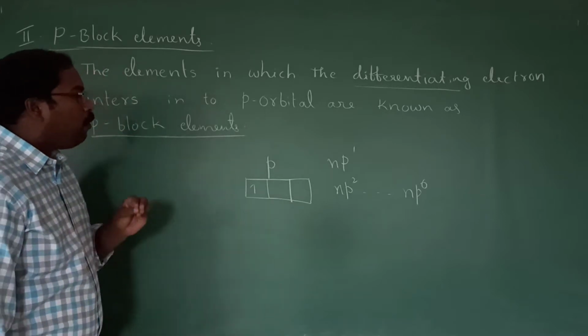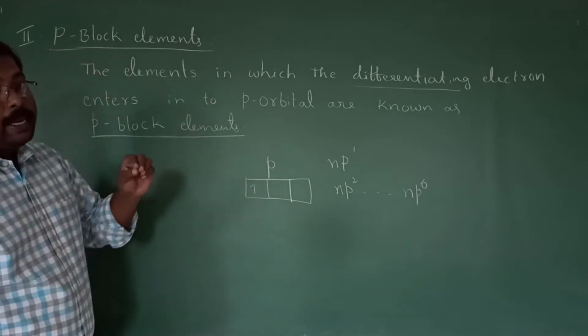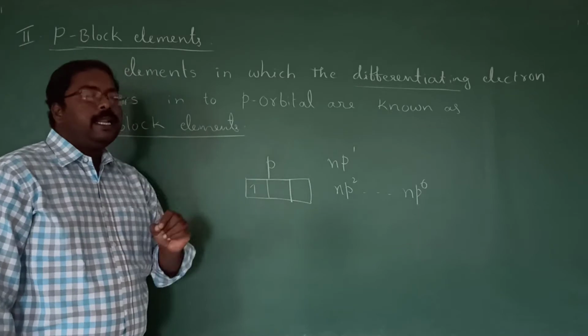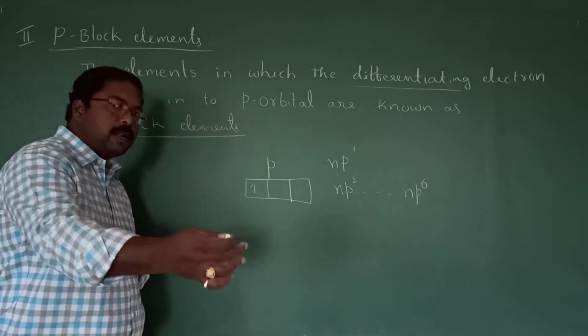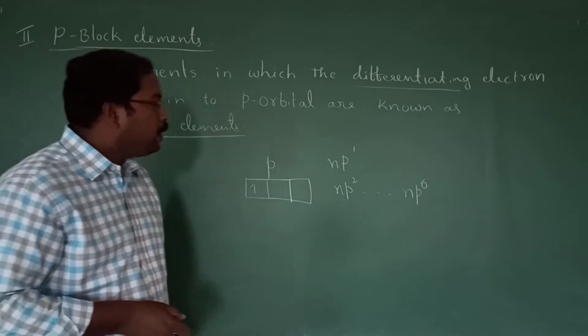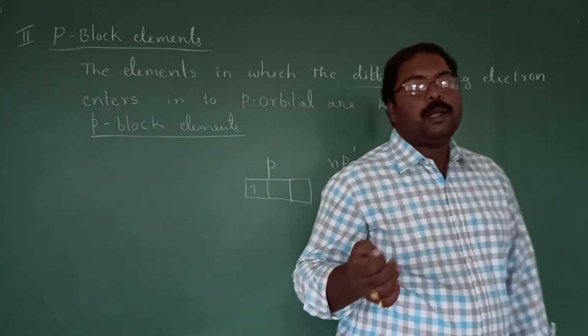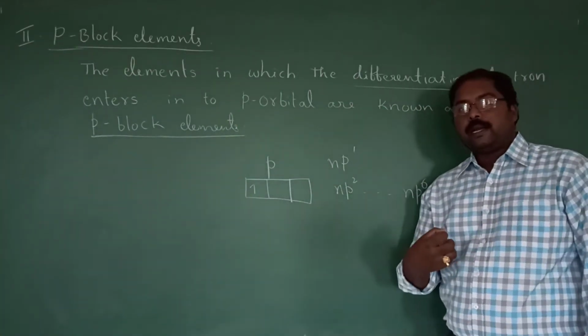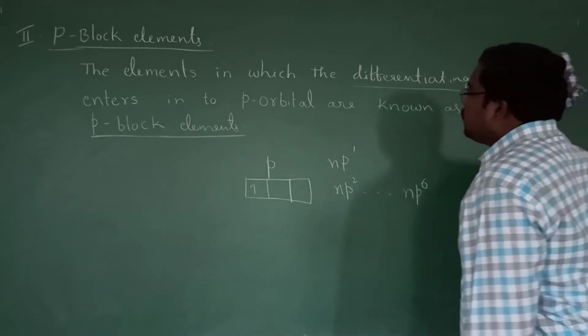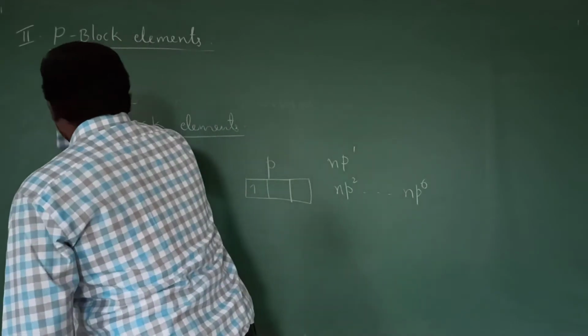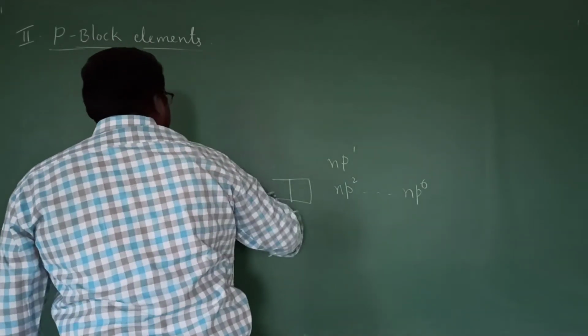What are the 6 groups? We already discussed the general electronic configuration of each and every group. If you cross check that, you will come to know which groups come under it. Otherwise, let us see the electronic configurations.